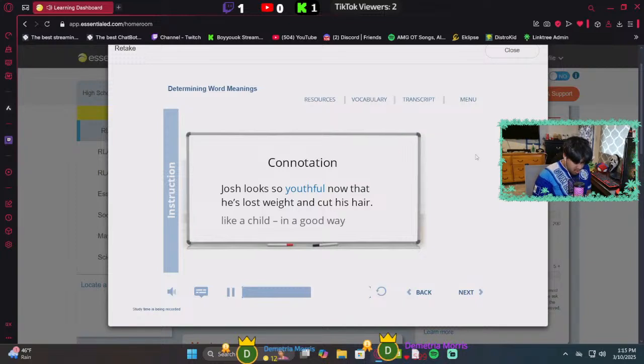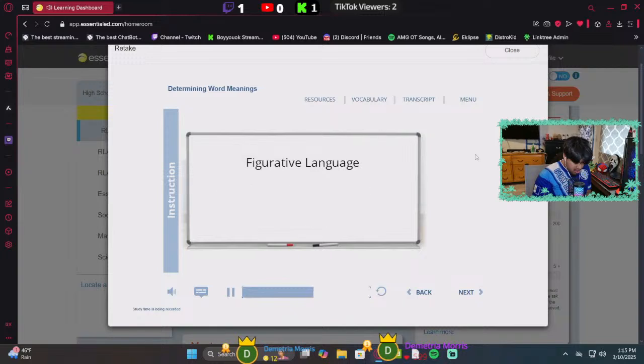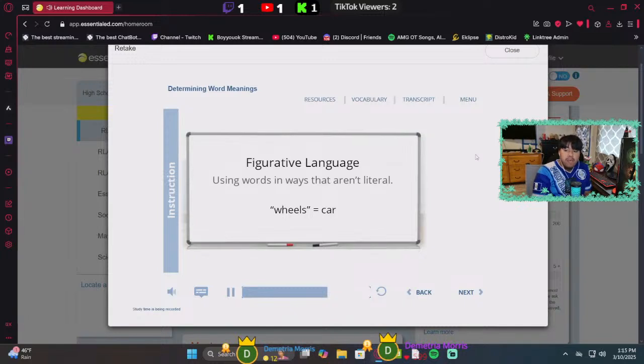Something related to connotations is figurative language. That's when you use words in ways that aren't literal. Like you might call a car your wheels. Wheels aren't literally a car. They're just part of a car.